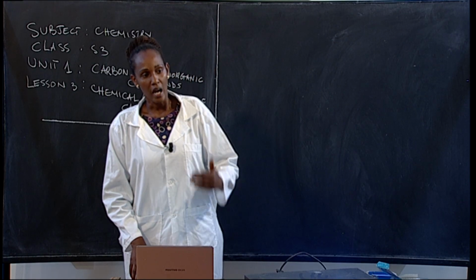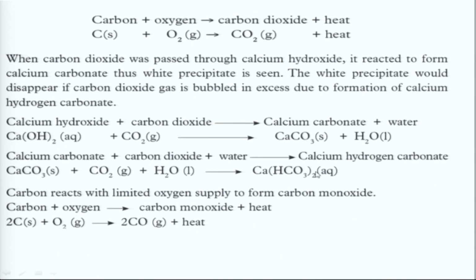So, we are still looking at the reaction of carbon with oxygen. Now, carbon reacts with oxygen in a limited state. In a limited state, we are saying a limited supply of oxygen. We form carbon monoxide and heat, some energy. All right? You react carbon with oxygen, you form carbon monoxide with some energy or some heat here.